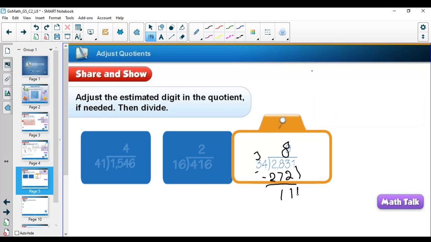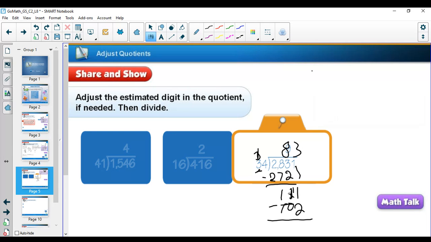Now we would bring down our 1. And we need to try to figure out how many times 34 is going to go into 111. Well, I'm going to look at the 3 here at the front of 34. And I'm going to think, how many times does 3 go into 11? And I know that it goes in 3 times. So I'm going to give that a try. So 3 times 4 in 34 is 12. I carry the 1. 3 times 3 is 9 plus 1, and that is 10. So 102 is less than 111, so that's good.